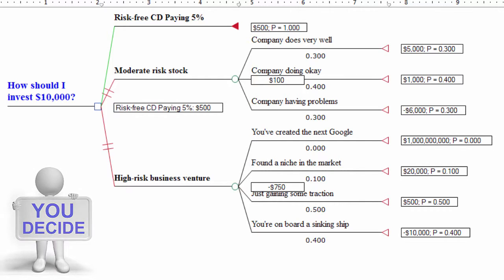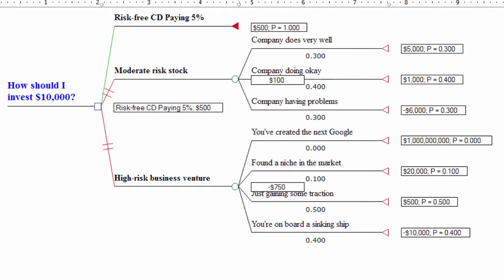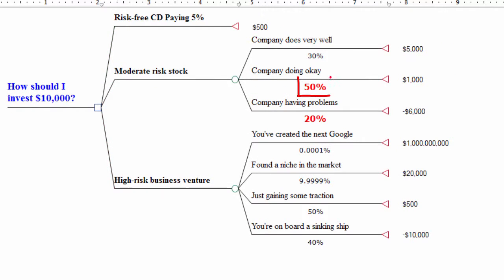And what's really cool is that we can see if the most financially sensible investment strategy would change if we got the model inputs wrong. For example, we originally said that the chance of my stock doing just okay was 40%. But what if it were actually 50%? Would that make a difference?